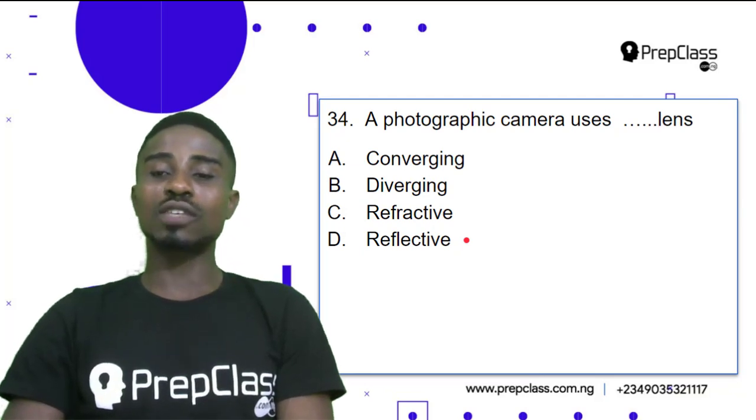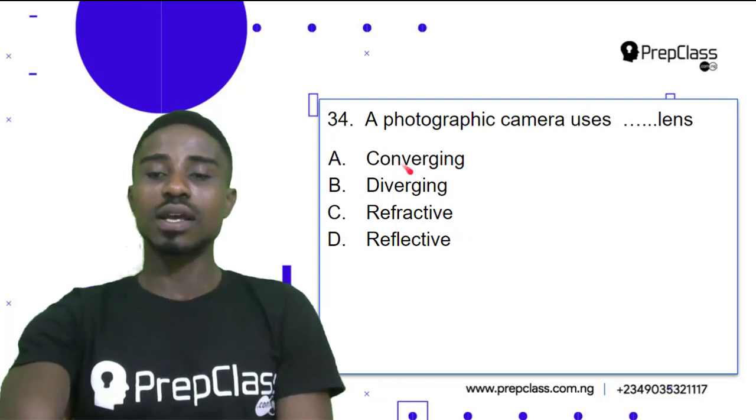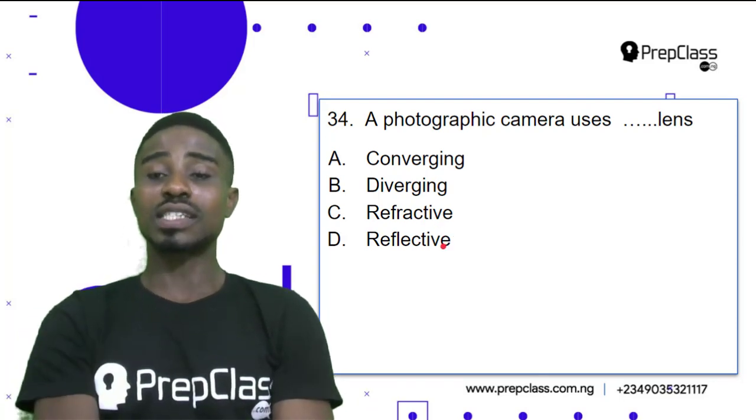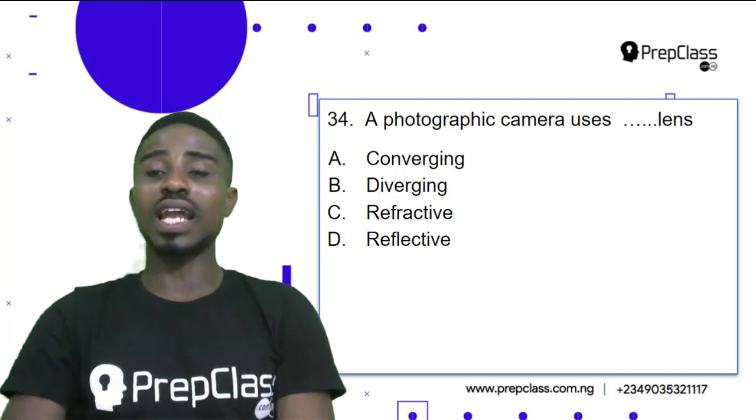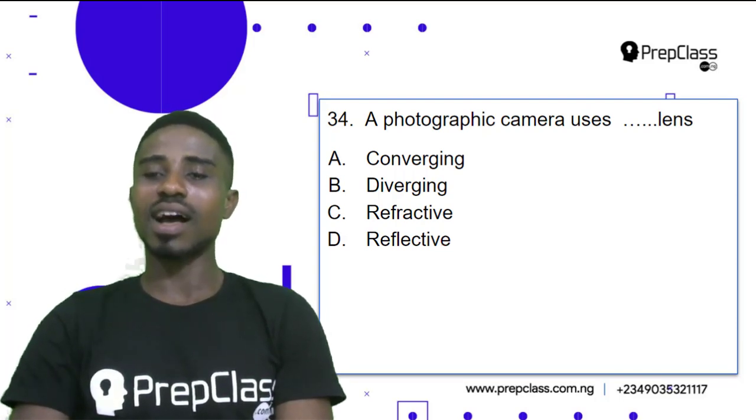Question 34. A photographic camera uses dash lens. A, converging lens. B, diverging lens. C, refractive. D, reflective. For us to select the correct answer, we need to analyze all of the options and see which one best answers our question.